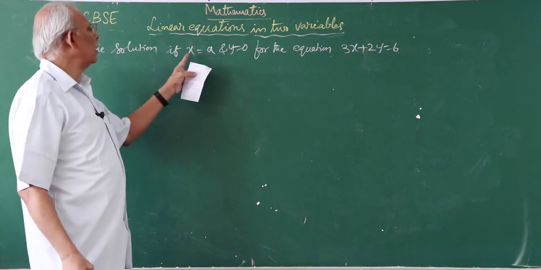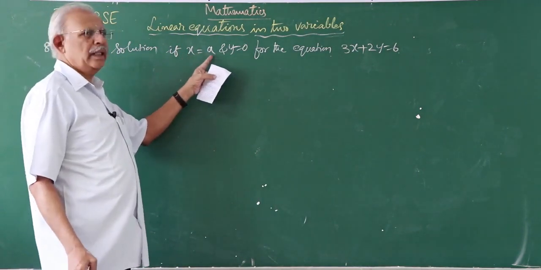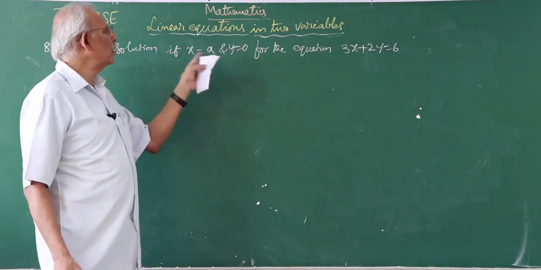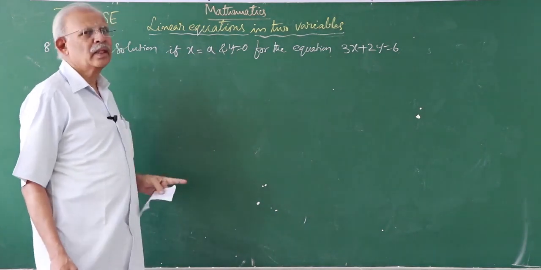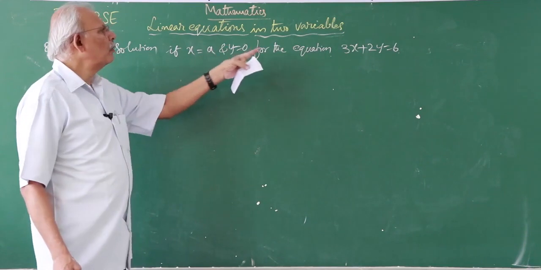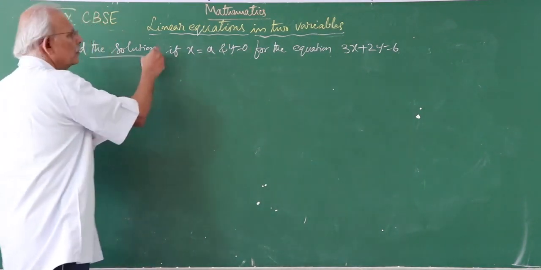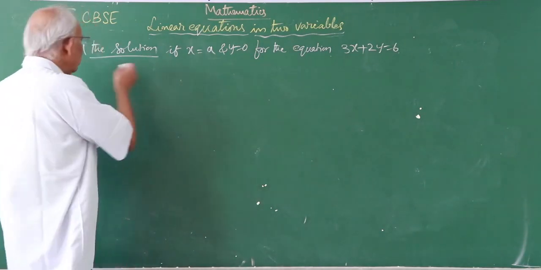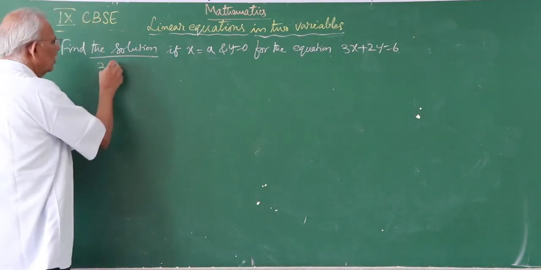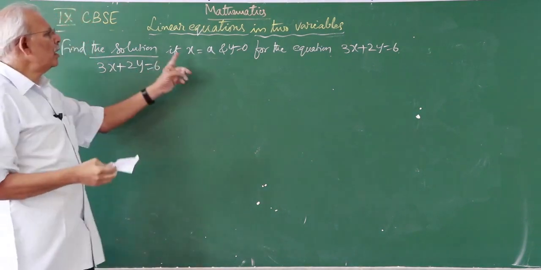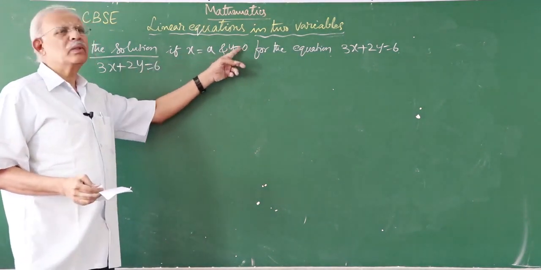Now, look here. X is equal to a, it is given. Y is equal to 0, given. Now, what you have to do is find the solution. So, take this equation, 3x plus 2y equals 6. Now, it is given that x is equal to a and y equals 0.